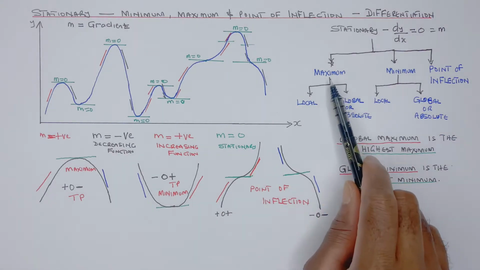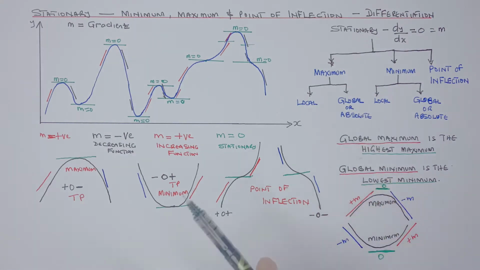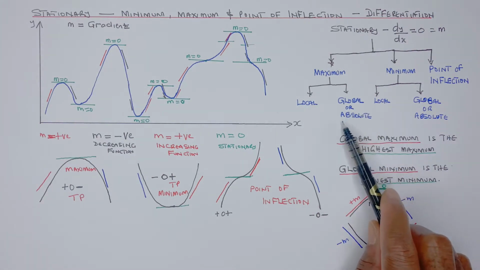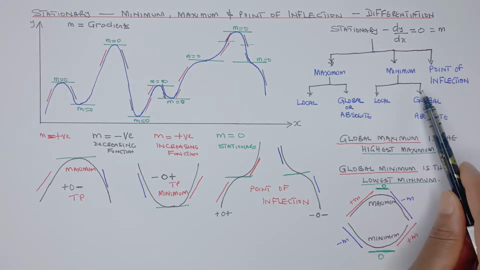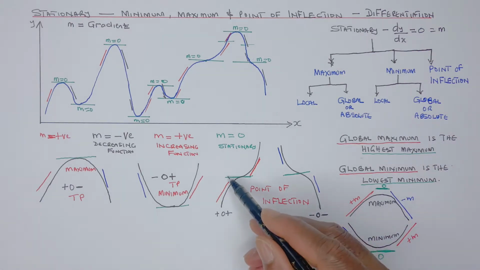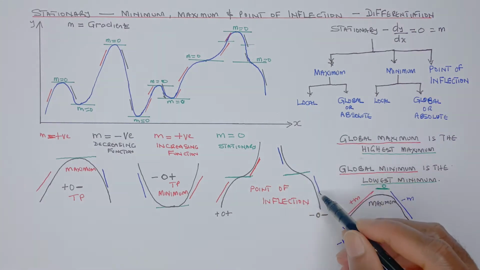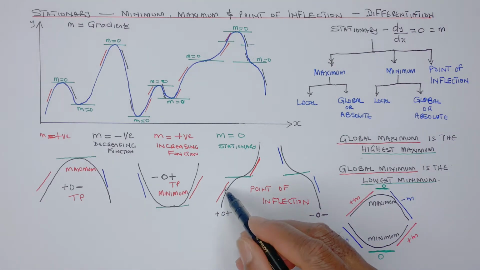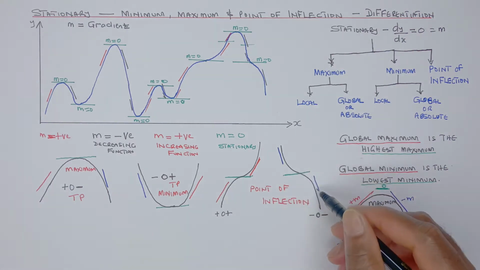There are two types of maximum: local and global maximums. Global is sometimes also called absolute. There are two types of minimum: local and global. There are two types of points of inflection: from positive to 0 to positive, and from negative to 0 to negative. Positive is the positive gradient, 0 is the 0 gradient, and negative is the negative gradient.